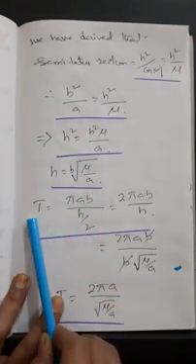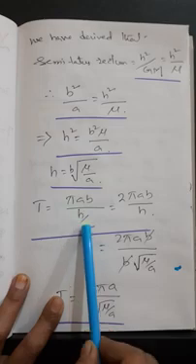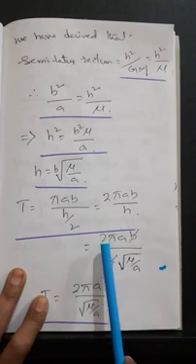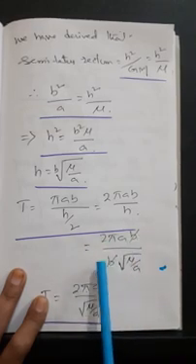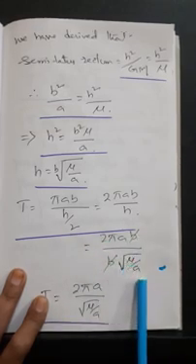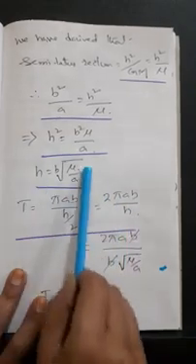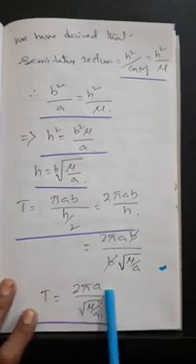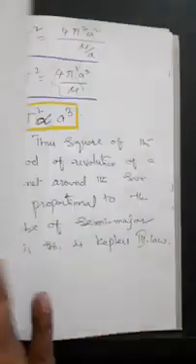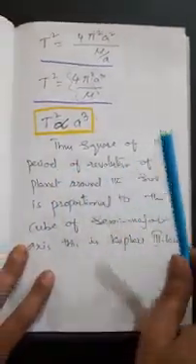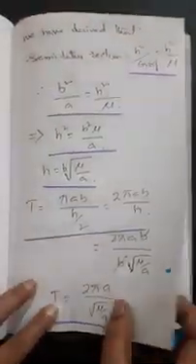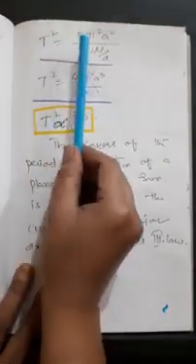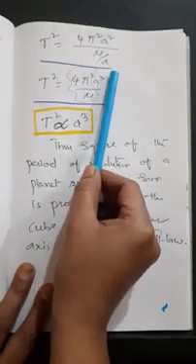So T can be written from the first equation: T is πab divided by h/2, which is equal to 2πab/h. Now substituting the value of h, this can be written as 2πab divided by b√(μ/a). Then b gets cancelled, and T is equal to 2πa divided by √(μ/a). Now we need T², the square of the time period, so T² is equal to 4π²a²/(μ/a).